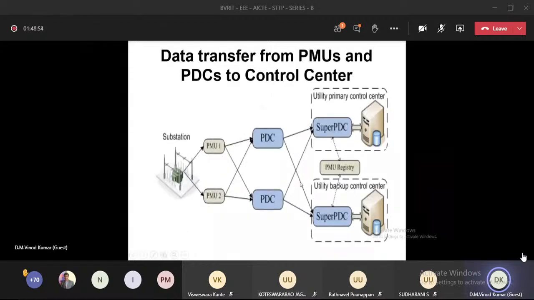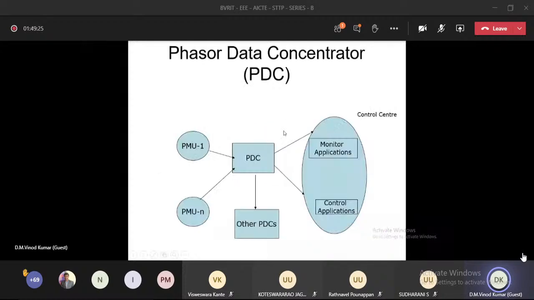Just like what you have seen in the beginning, the measurements flow from substations or generating stations through a communication channel to the load dispatch center or energy management system. Here also, PMUs are installed in some substations. They go to the PDC, and from the PDC they go to a super PDC, a higher-level PDC. In the control center or load dispatch center, the PMUs go to the PDCs, and from the PDCs to the data control center, where they do certain monitoring applications, control applications, etc.